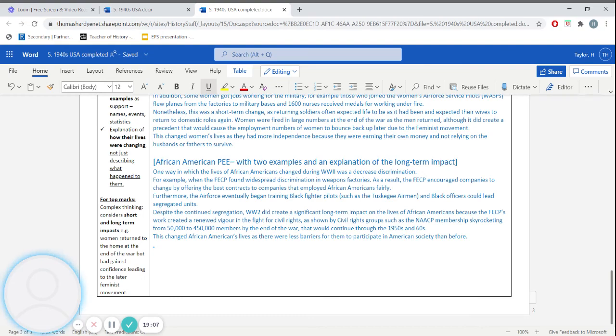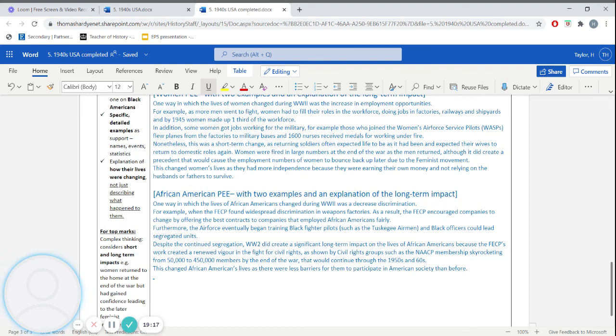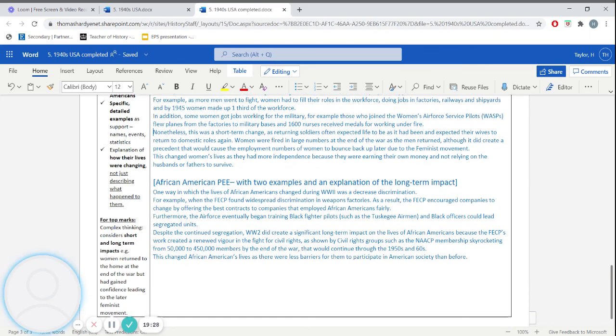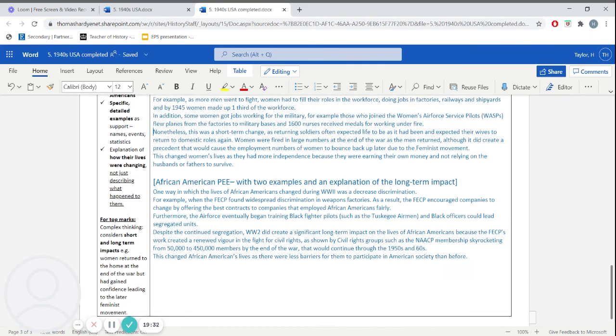And then I'll link back to the question. This changed African American women's lives as there were less barriers for them to participate in American society. So hopefully that makes it a little bit clearer. I've tried to have it broken up so that the different sections of the question, so evidence, explanation, link, are kind of broken up into different lines for you to see.